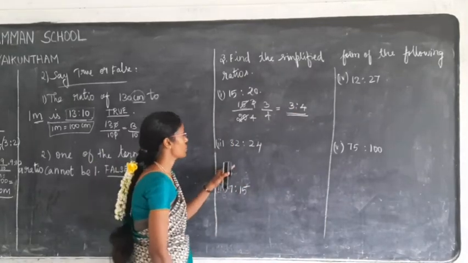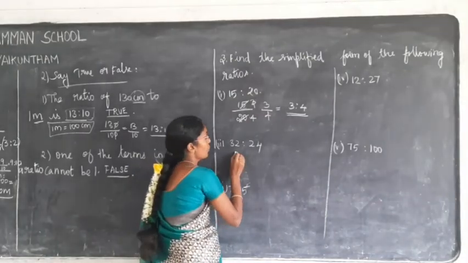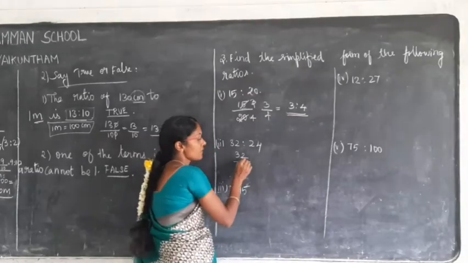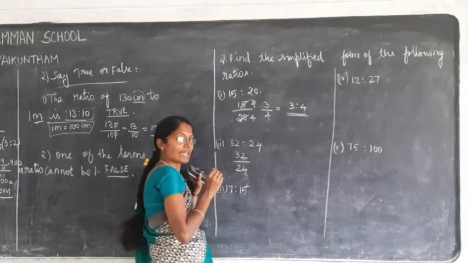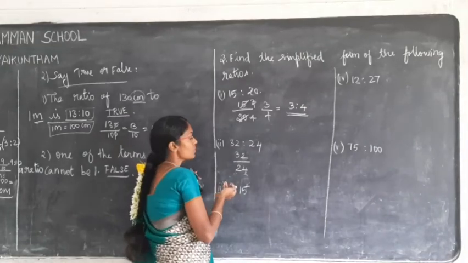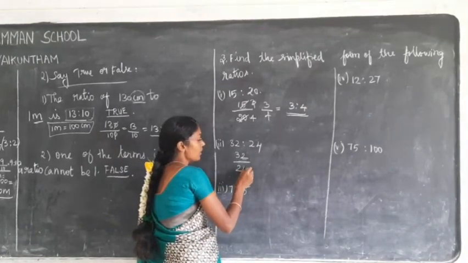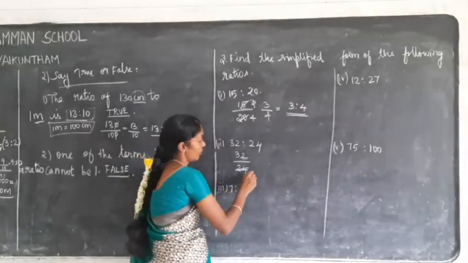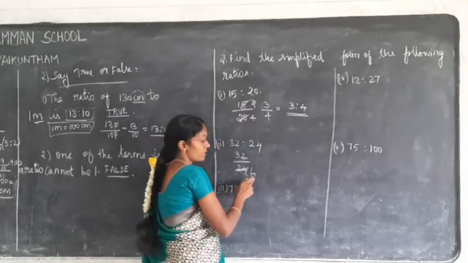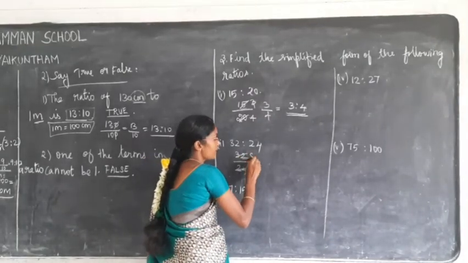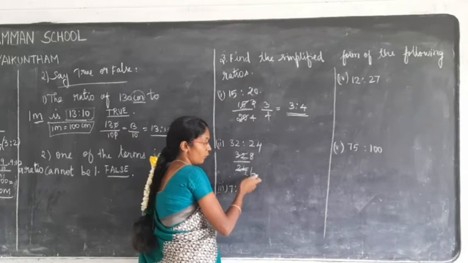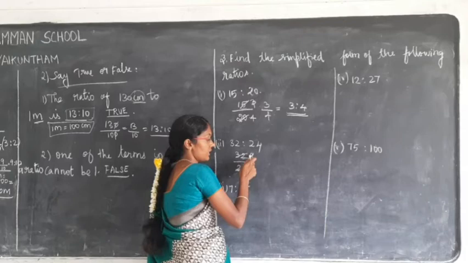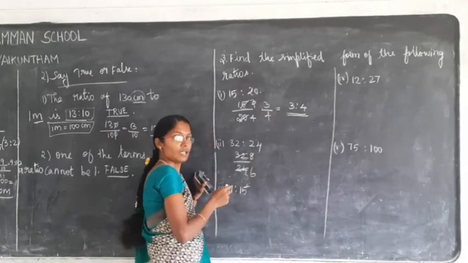Clear? So the next one, 32:24. So how will you write this? 32 divided by 24. It ends with 2 and 4, so it comes under second table or fourth table. So we can use fourth table here. 6 4s are 24, 8 4s are 32. Again you can simplify by second table, since it has 8 and 6. 8 and 6 come under second table.